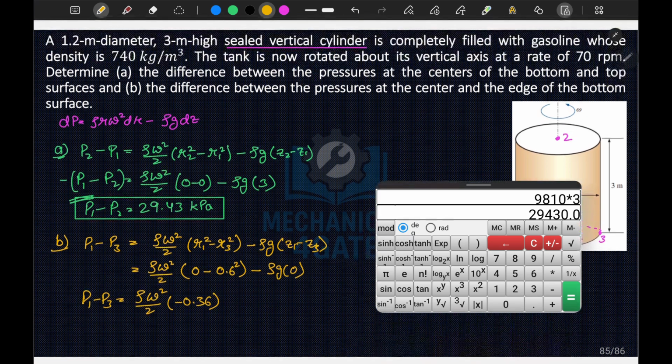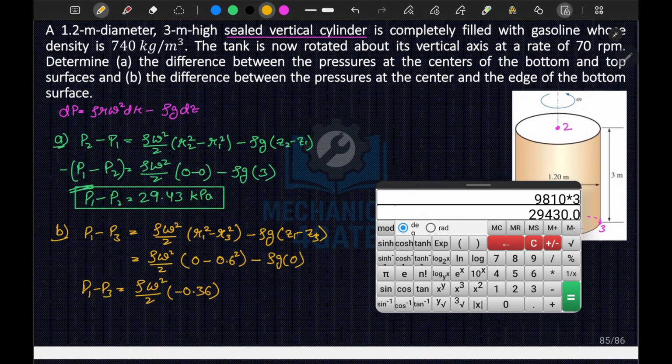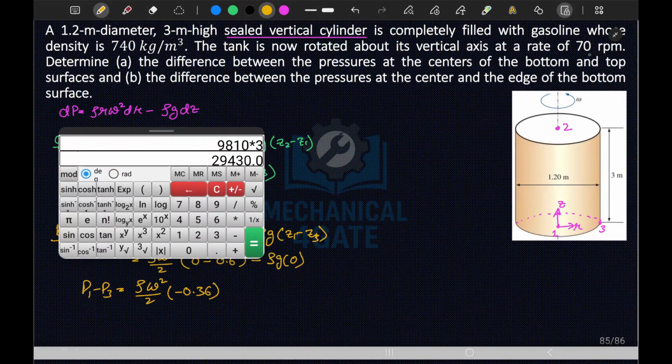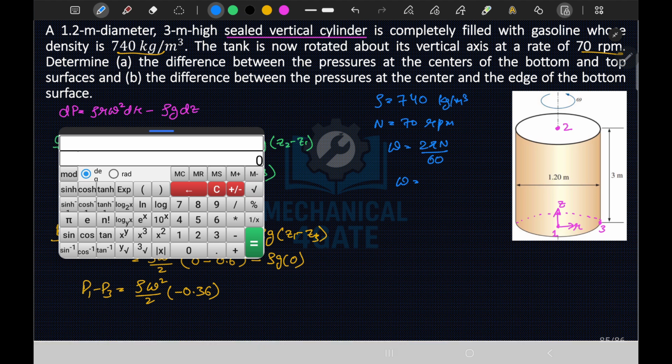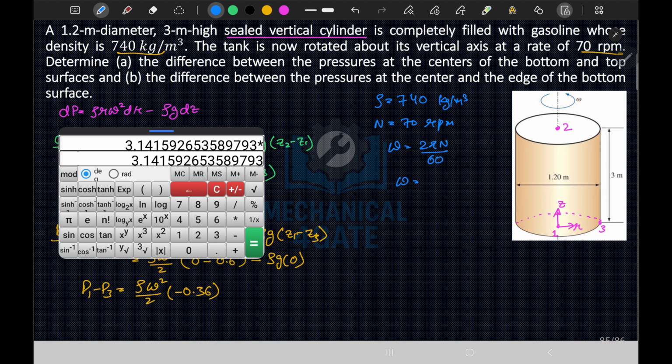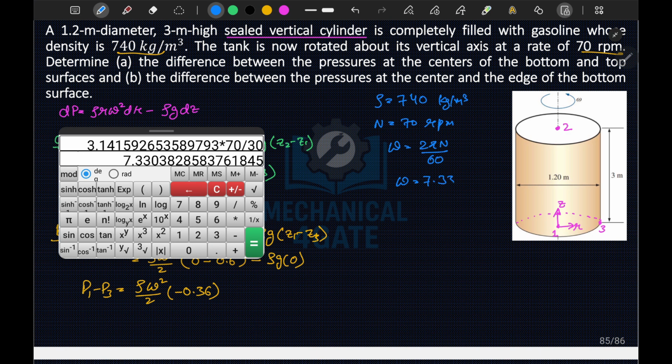Now we know that our omega, the rate of rotation, is your 70 rpm and density is 740 kg per meter cube. So n is equal to 70 rpm, and omega is equal to 2 pi n by 60. So omega is equal to pi into n, that is 70 divided by 30. So this is your 7.33 radian per second.